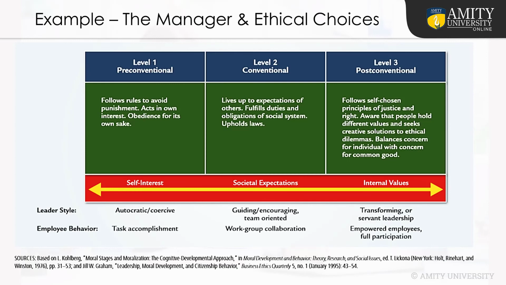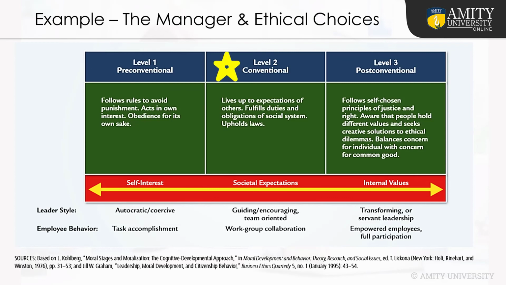The stages of moral development. Let's look at the figure there, levels 1 through 3. The pre-conventional level: at this level, the manager is concerned with external rewards and punishment and obeys authority to avoid detrimental personal consequences. These managers are likely to be autocratic or coercive.